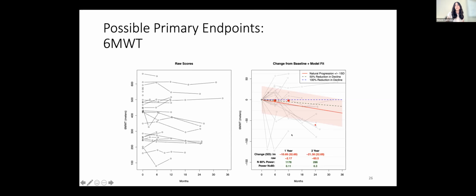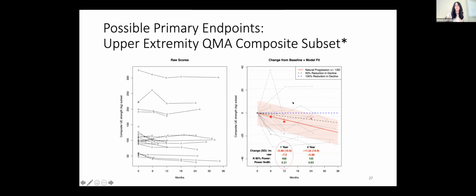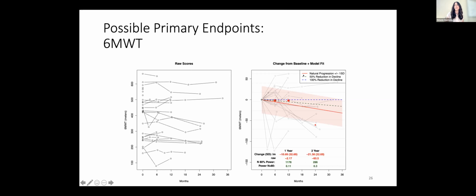And what that translates to is, for say a treatment that could reduce decline by, let's say, 50%, so a treatment that slows disease progression by 50%, we would need close to 1,200 participants to have 80% power for a 1-year study if we use this endpoint, and 300 participants for a 2-year study if we use this endpoint. So really, these are not feasible numbers in GNE myopathy.